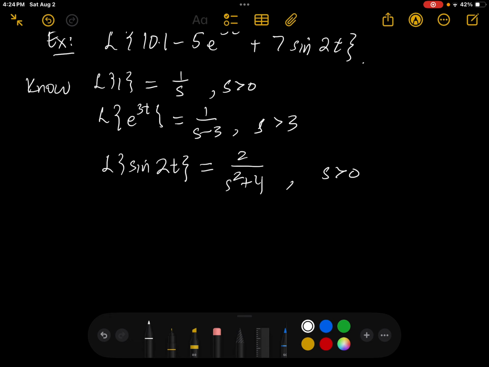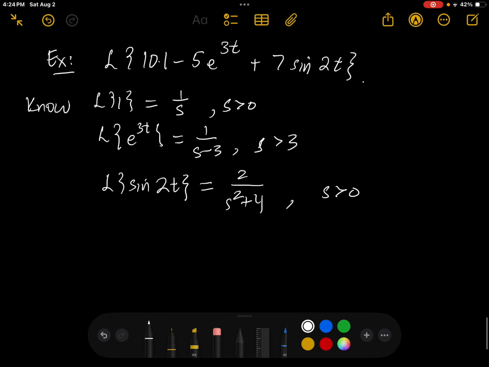So therefore, you have three things. The first thing is true if s is greater than 0. The second thing is true when s is bigger than 3. The third thing is true when s is bigger than 0. Now you want all three things to be true. So what does s have to be in order for all these three things to be true? When you put them together, s needs to be bigger than 3.